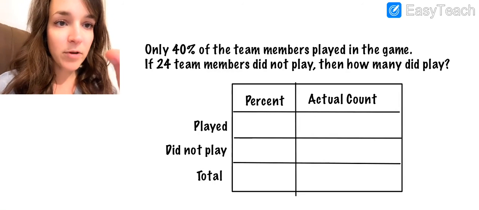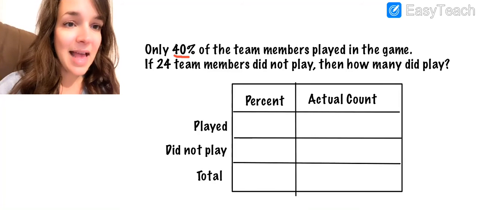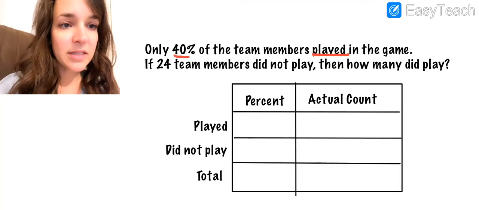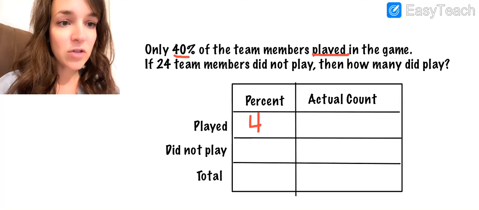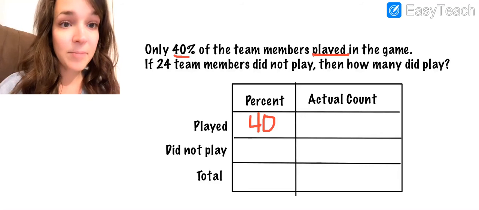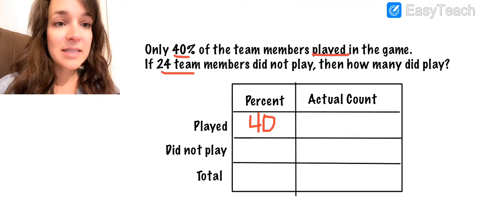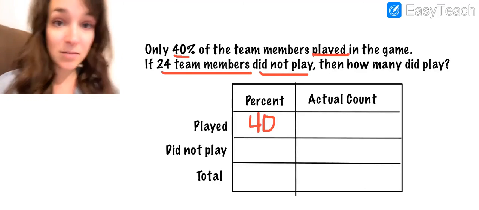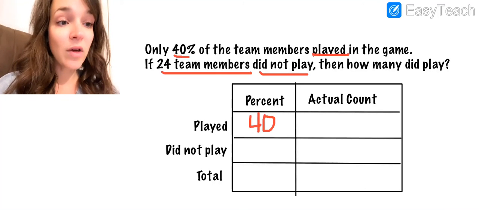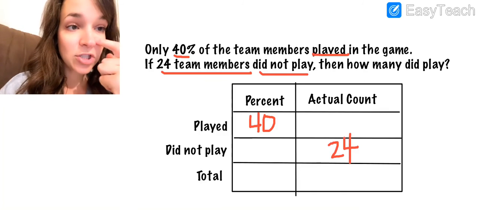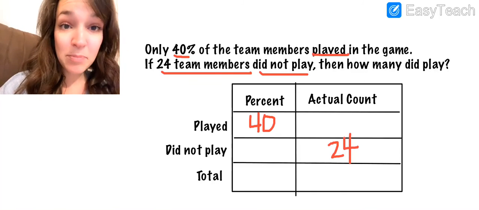Okay, so 40% played. So that's a percent, so that's going to go in my percent column, and that's the amount that played. Okay. 24 team members, not percent, team members did not play. So that's an actual, and that's how many did not play. Okay, so then the question is, how many did play?